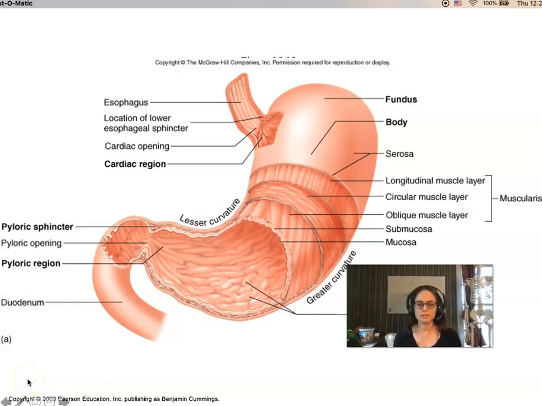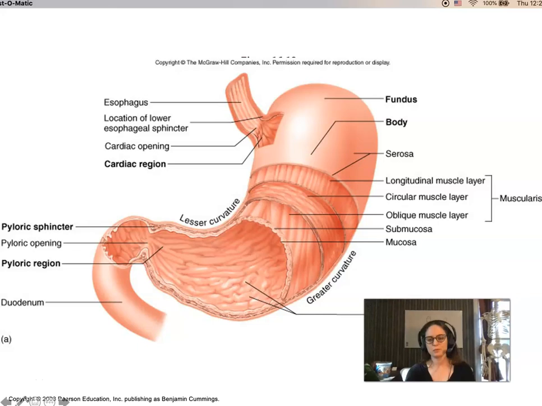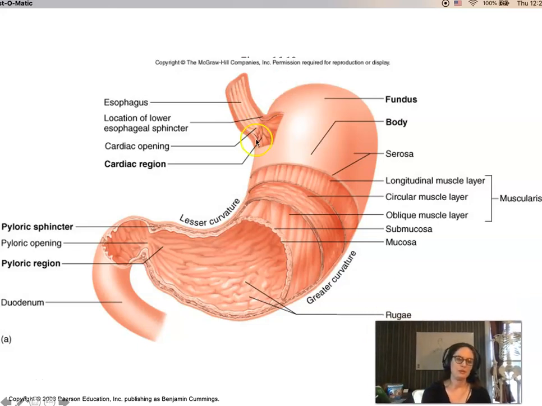For part 2, we're going to start with anatomy of the stomach. So our food bolus has made its way to the stomach through the cardiac opening. The location of the lower esophageal sphincter is here. This is known as the cardiac region or cardia of the stomach. Some resources are going to refer to this as the cardiac sphincter.